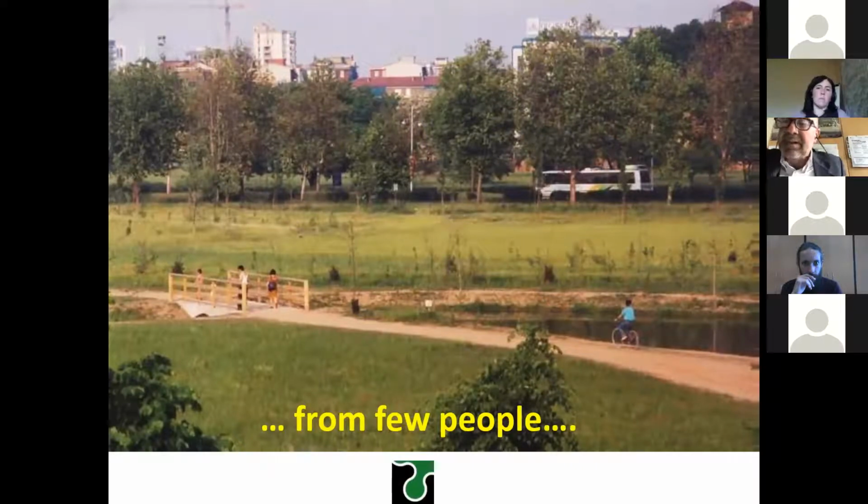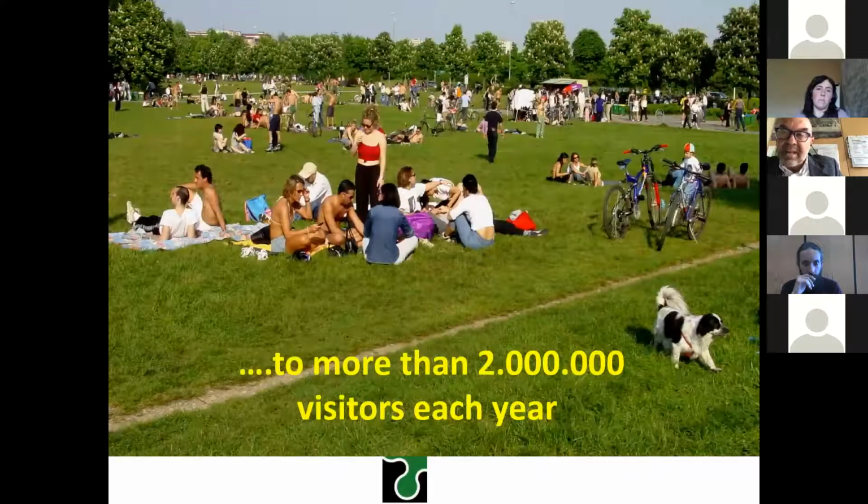Also the number of people is increasing day by day, year by year. This is the picture for the last 19, and we estimated more than 2 million people. We also have some eco counters that count exactly the people who come into the park, and we have different ways to estimate how many people stay in the park every week, but also every day.